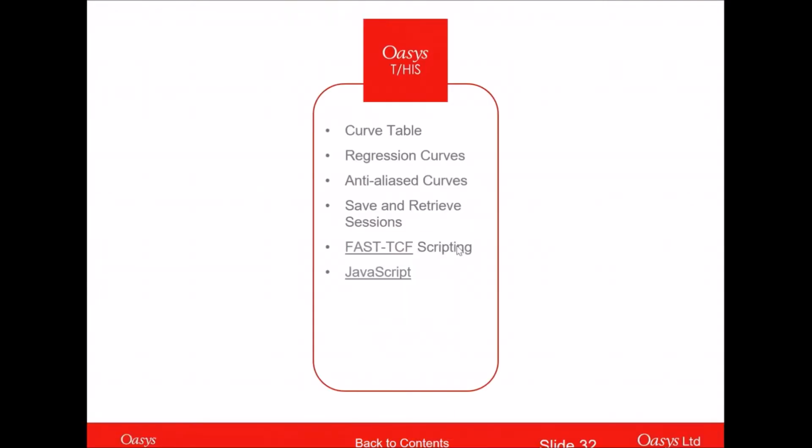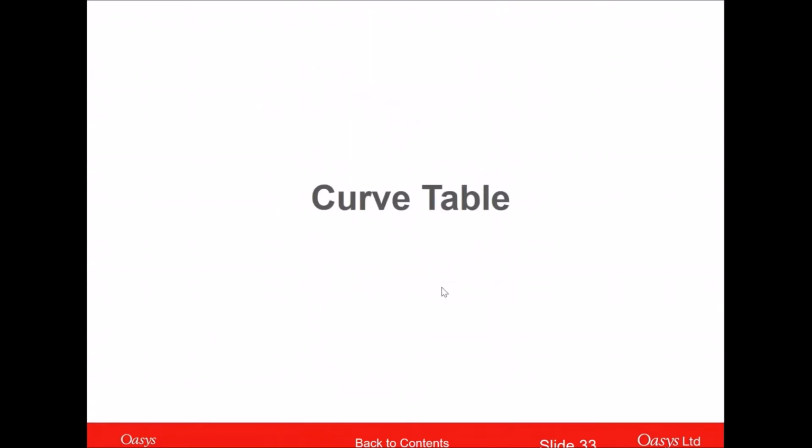So moving on to THIS, the things we want to cover are a lot of new features that have been added to the curve table. It's already very powerful in THIS and has become even more powerful. We've added the ability to compute regression curves. Our display has become better, so your curve is now anti-aliased. There's the save and retrieve sessions option. And automation is so important, so we've continued to improve our fast DCS scripting and added lots to JavaScript. So I'll go into those now in a little bit more detail.